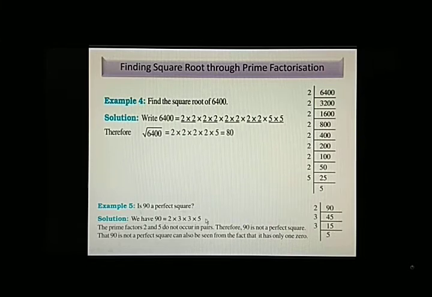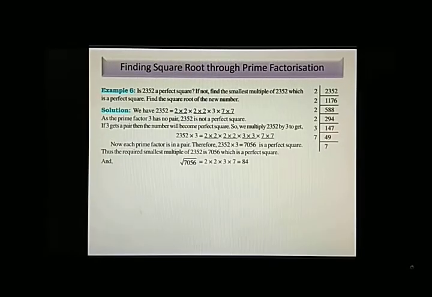So definitely, even if one of the factors is not paired, then and there we can say that it is not a perfect square. Clear? So 90 is definitely not a perfect square. So we can't find out the square root of this number. The number has to be a perfect square. Only then we can find out the square root of that number. Clear? Now moving on to the next example.